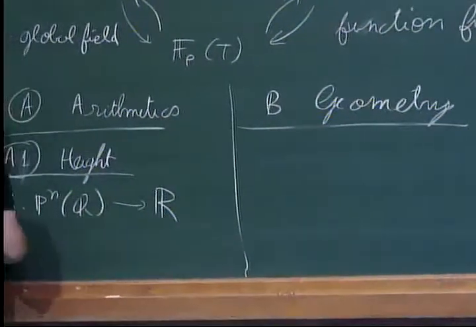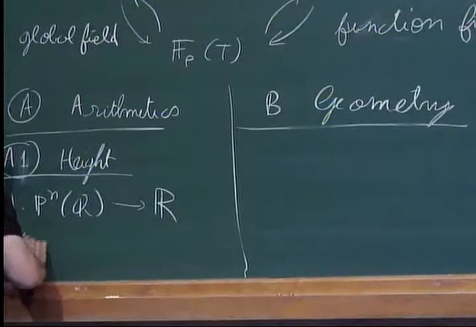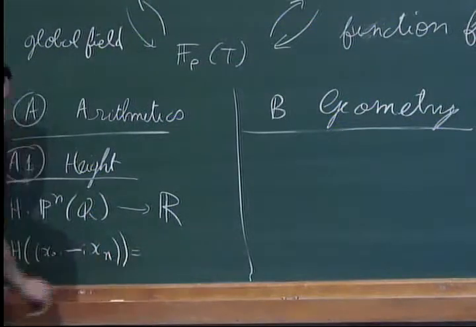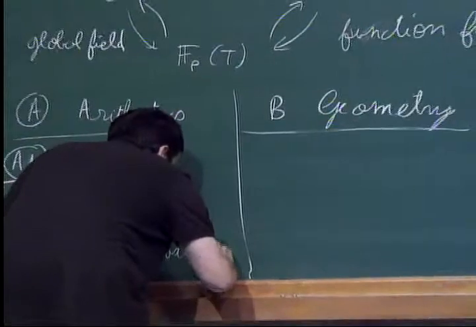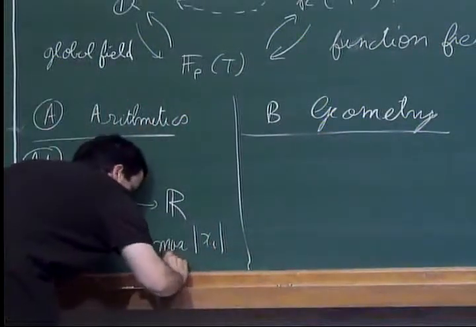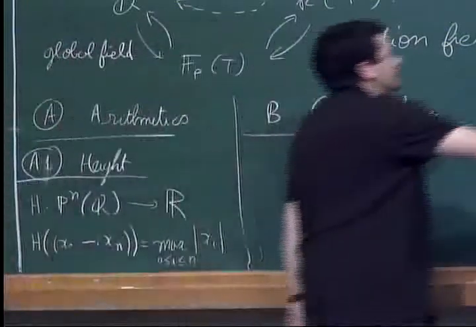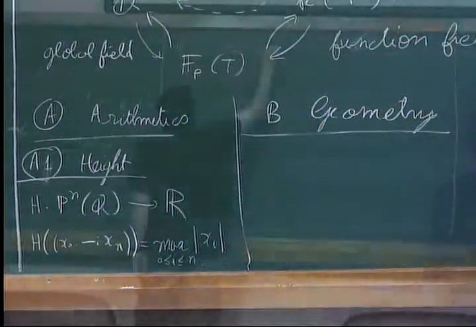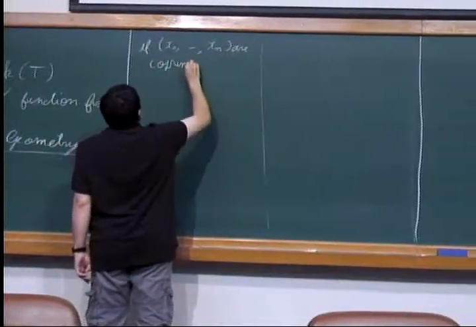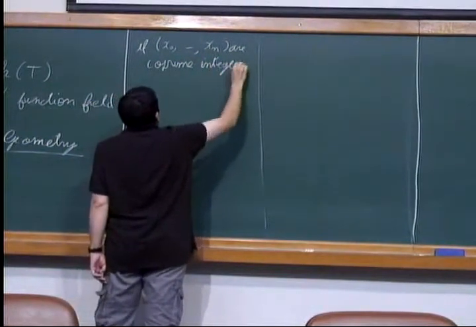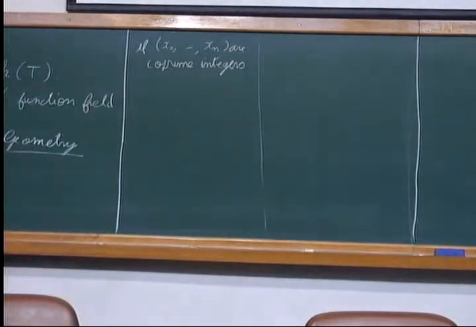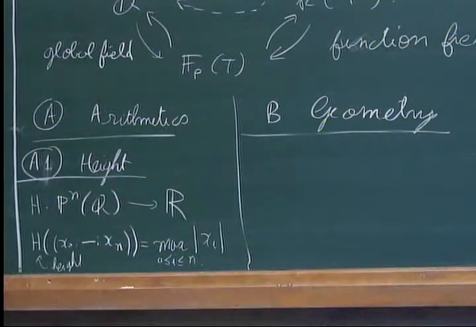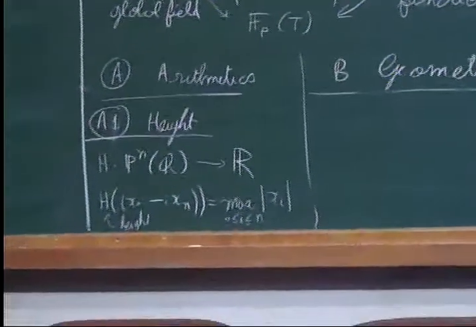Its definition is given by h of the point with homogeneous coordinates x0, ..., xn is equal to the maximum of the usual absolute values of the xi, if x0, ..., xn are coprime integers. Okay, so this defines a function which is called height, and which measures the size of a point in the projective space.